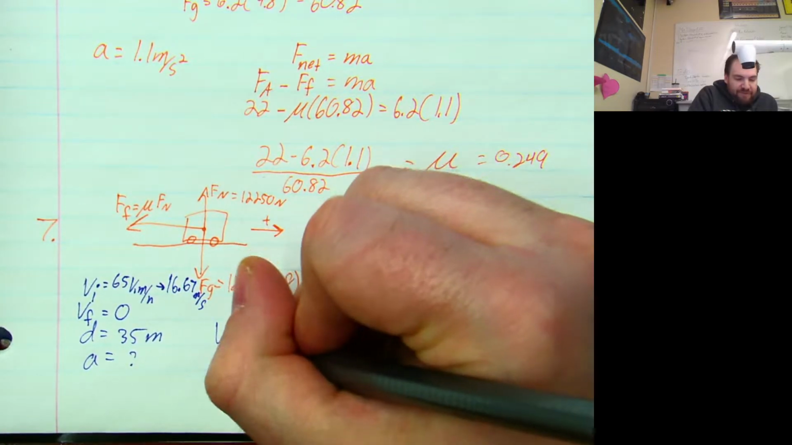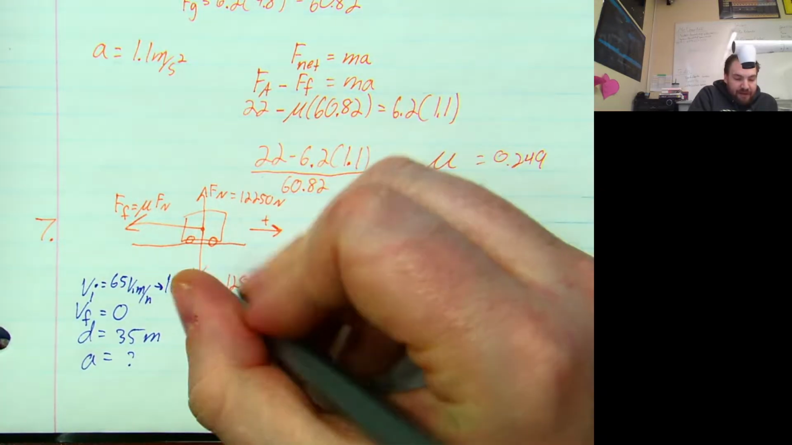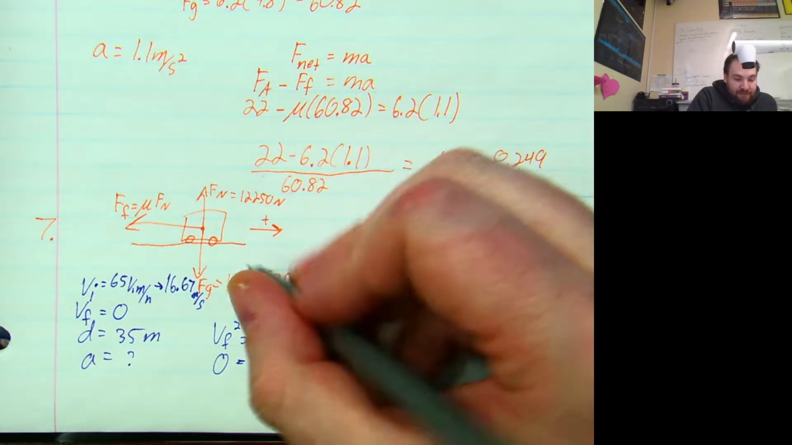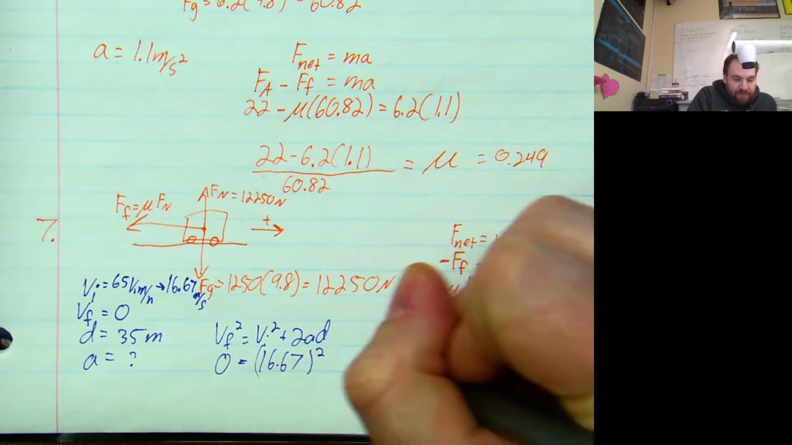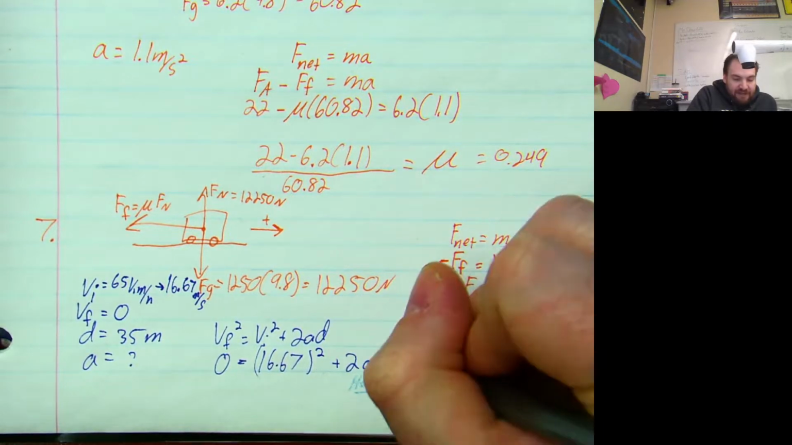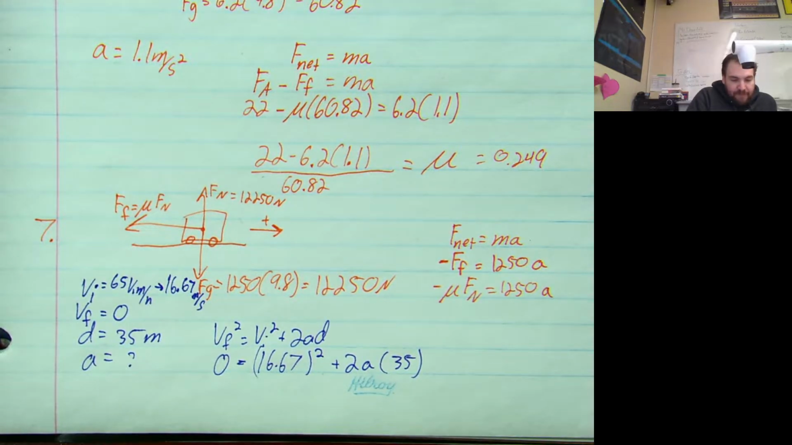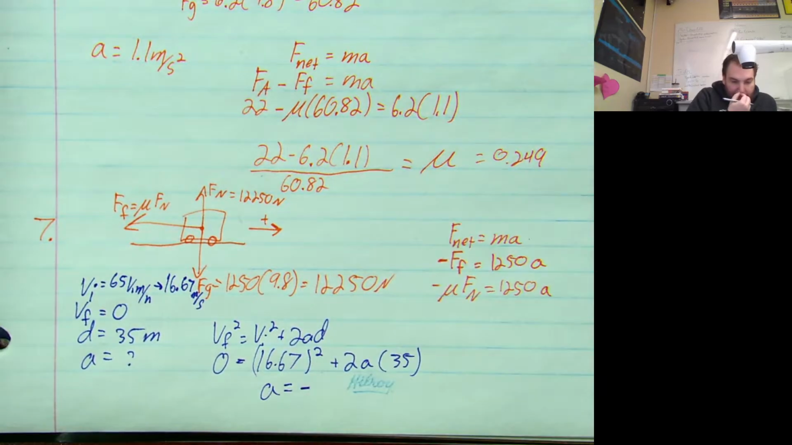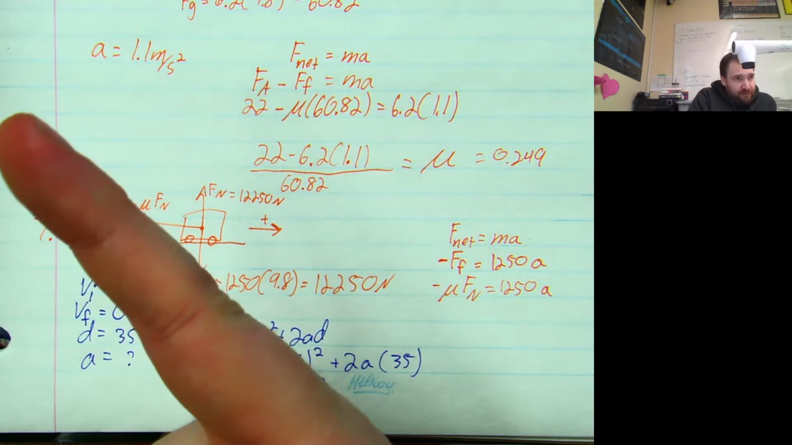So we're going to use VF squared equals VI squared plus 2AD. 0 equals, now we said to the right was positive, so that 16.67 is going to be positive. So we've got 16.67, and we're going to square that bad boy, plus 2 times A times 35. So A is going to equal negative what? 3 point, so you said 97. Connor, what did you say?